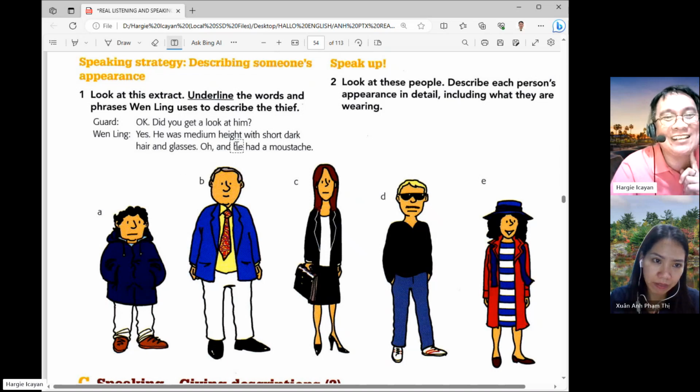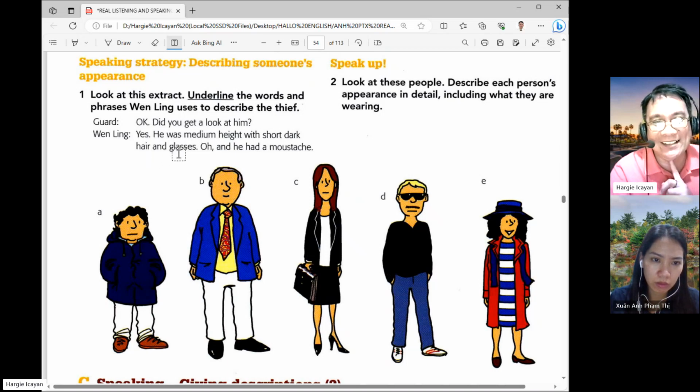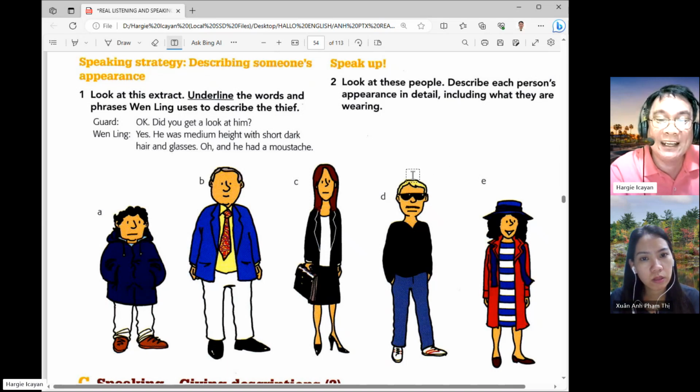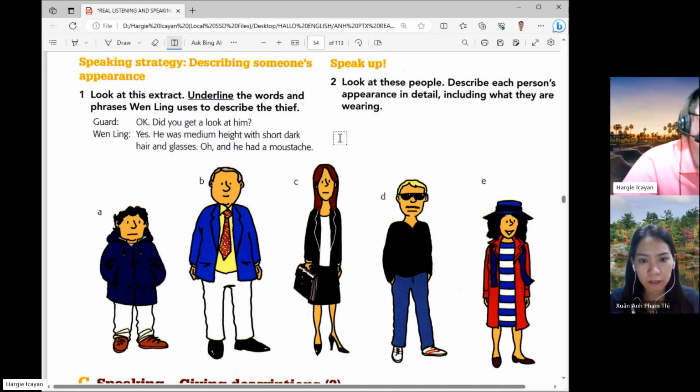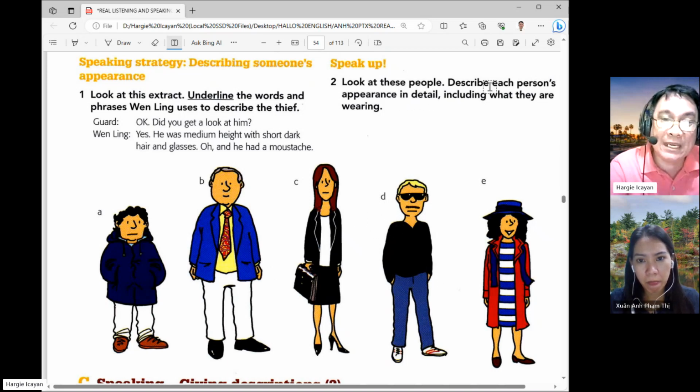Although she said he was of medium height with short dark hair and glasses, she got it wrong when she identified the hair of the suspect. But it still matches the suspect's identification. Now, look at these people.